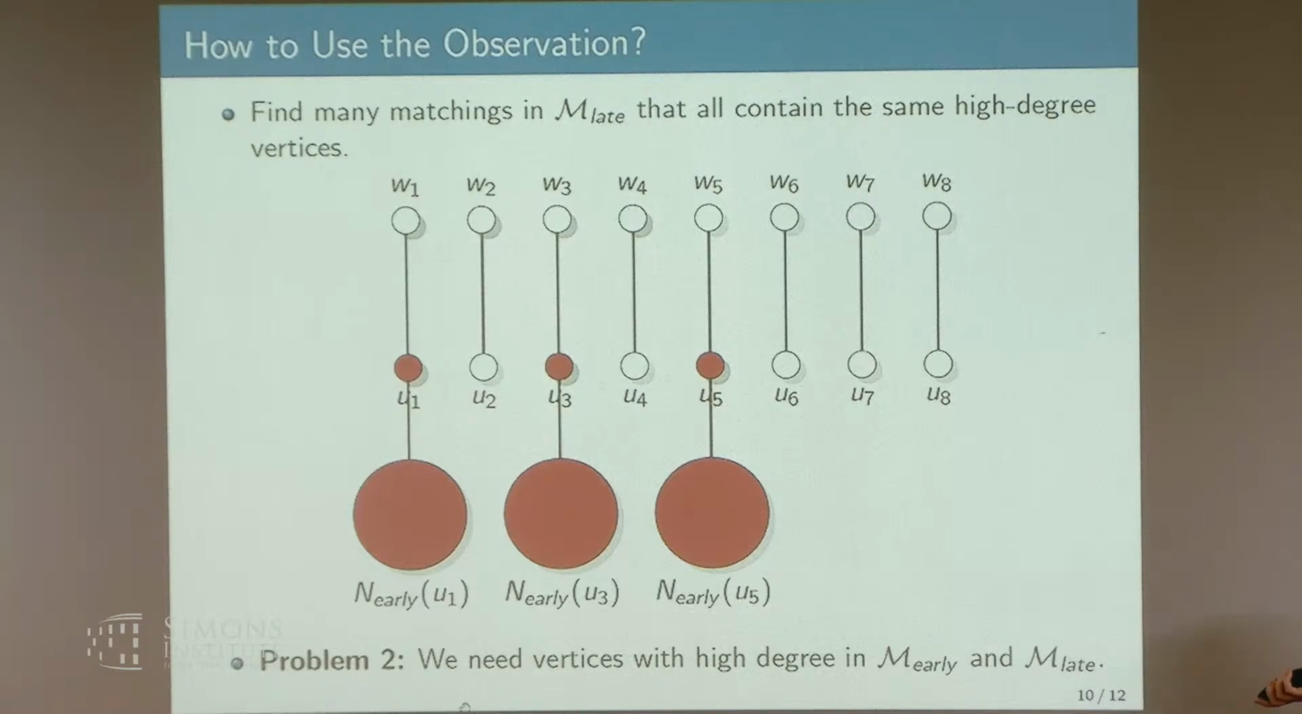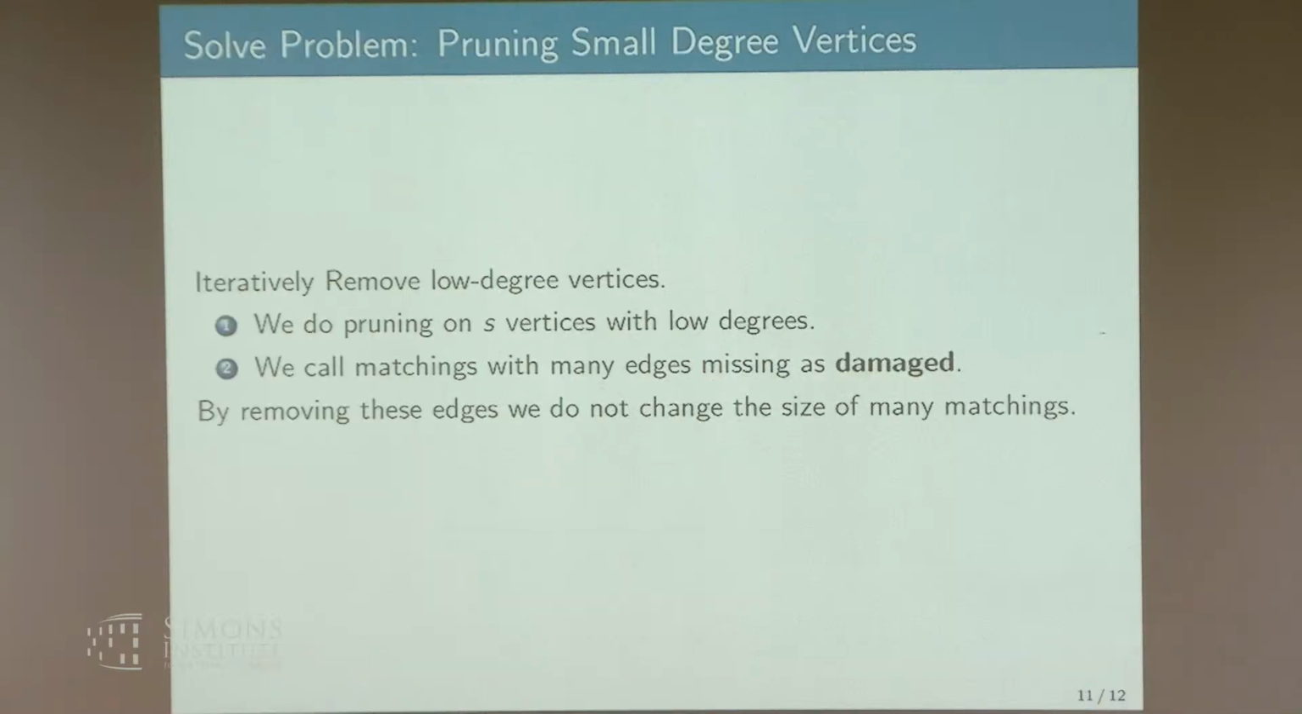This is another problem that we solve. The main intuition is that we iteratively remove the vertices that have low degree in one of these two sets. And we prove that because we are not removing many edges, we're not damaging a lot of matchings. So we can be left with, let's say, a constant fraction of the total matchings and be fine.